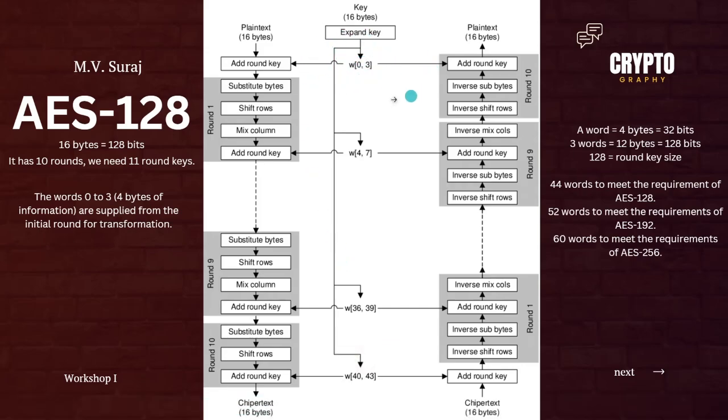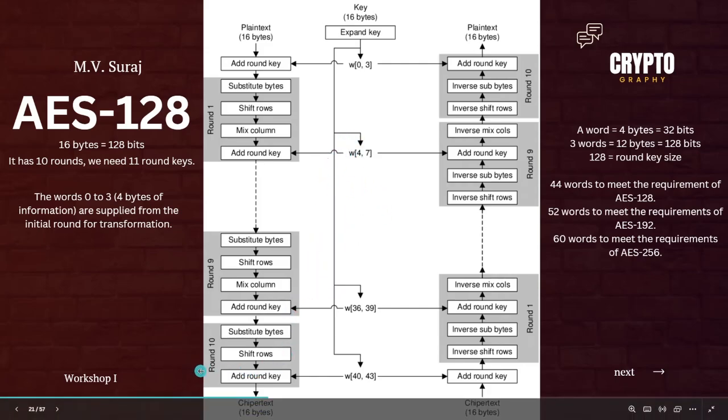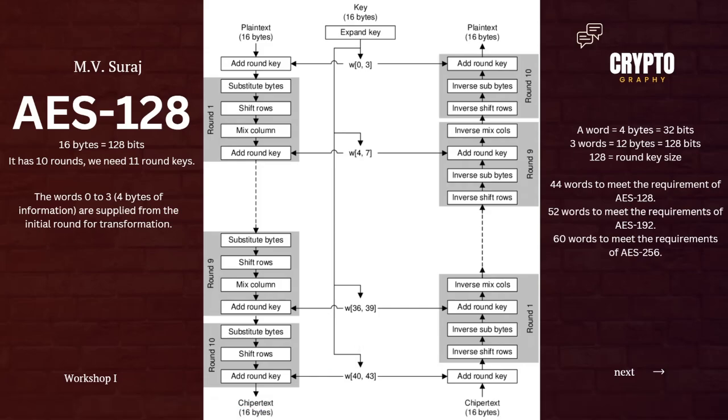And what is inside these 16 bytes? There are going to be 4 words, and make sure you remember that this is a closed or square bracket, which means the values are included, the 0 and 3 are included. So it's not 1 and 2, it's 0, 1, 2, 3. So the words 0, 1, 2 and 3 are the key for the first transformation. Then the words 4, 5, 6 and 7 are the key for the first round, and it's going to go on and on till round 10. So in round 10 the words 40, 41, 42 and 43 are the key for round 10.